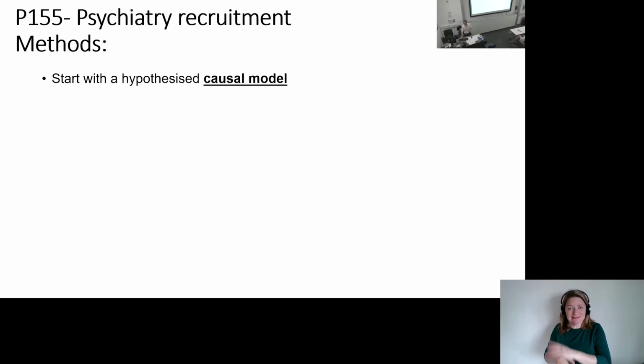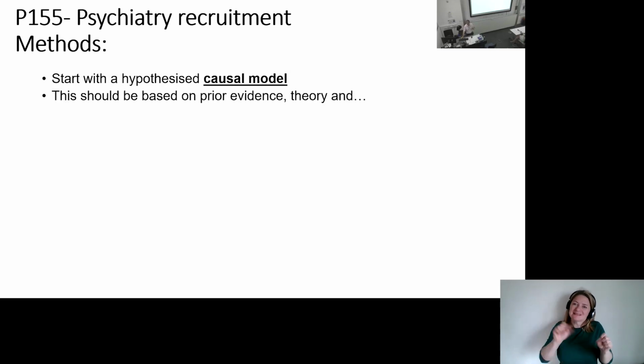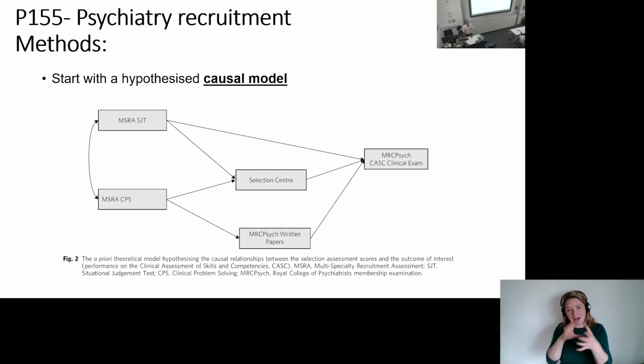So in terms of methods, I always say start with a hypothesized causal model, and that should be based on prior evidence, theory and common sense. I know causality, the C word, is almost seen as a rude word in statistics. But I actually did a causal inference course just over the road, at the London School of Hygiene and Tropical Medicine many years ago. And that's the one thing I came away with: just have a theoretical model about how you think these factors relate to each other.